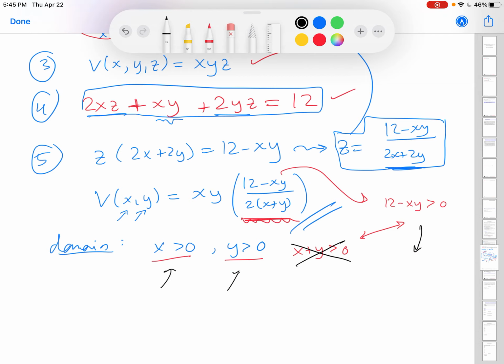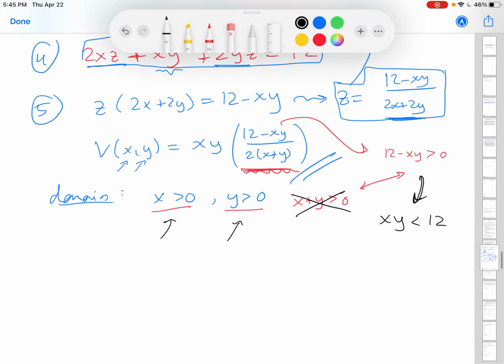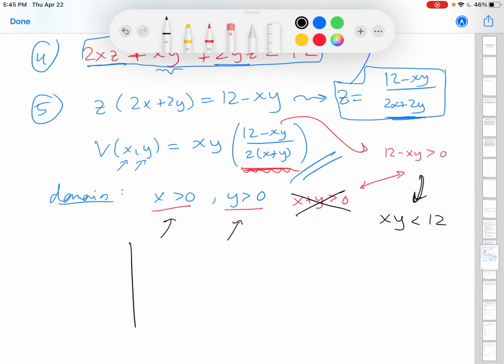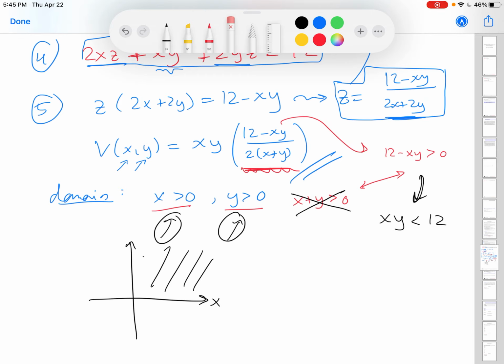This one I still do have to worry about. Even if x and y are both positive, this inequality tells me that the product has to be less than 12. There are many, many pairs of positive numbers whose product is greater than 12. For example, 12 times 12. So that is a legitimate restriction. So if I were to plot or visualize my domain then, these two tell me that I am over here in the first quadrant of the plane, positive x, positive y.